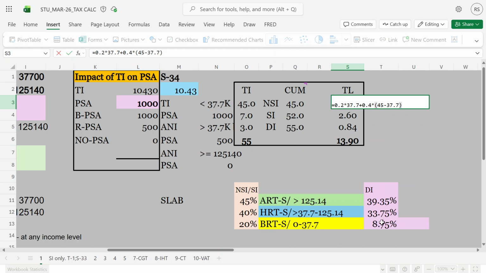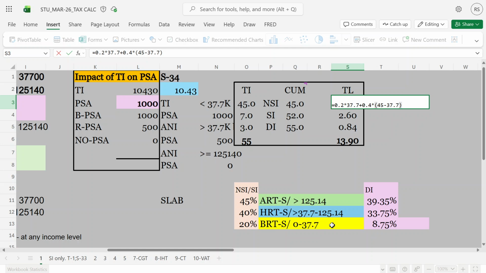Both NSI and SI should have two brackets of rate. Not always, it depends on how much of that income you have. Let's say you have only 36K of SI or only 36K of NSI and no other type of income. If your taxable income is only 36K, you're not even going beyond the first band. If you go beyond the first band, we will have two.